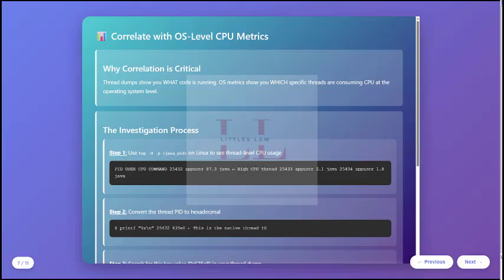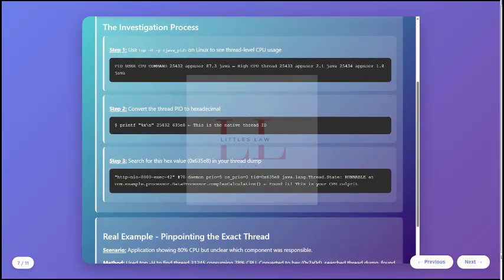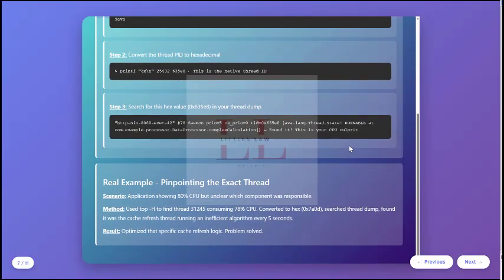Let me walk you through the exact process I use. Step one, I use the top command with the -H flag on Linux to see the thread level CPU usage. The command is top -H -p, followed by the Java process ID. This shows me individual thread IDs and their CPU consumption. For example, I might see thread ID 25,432 consuming 787% CPU.